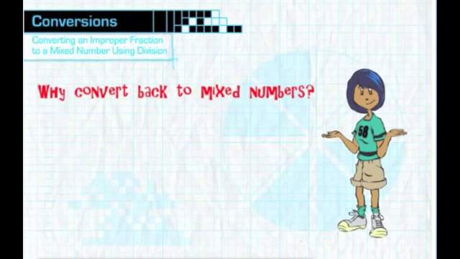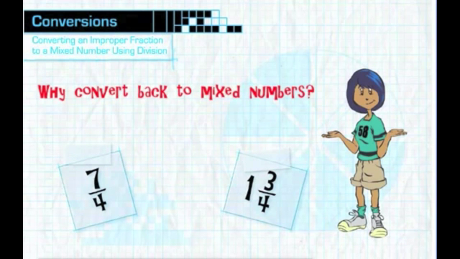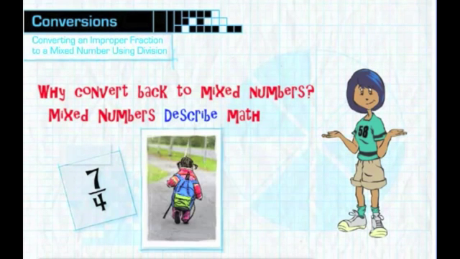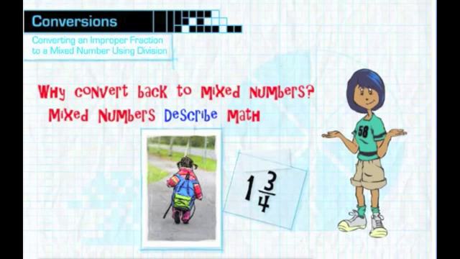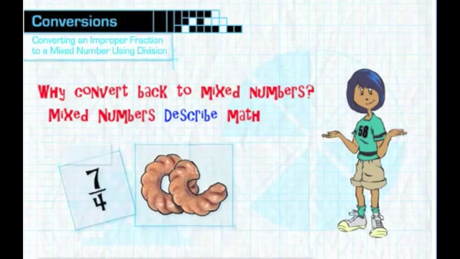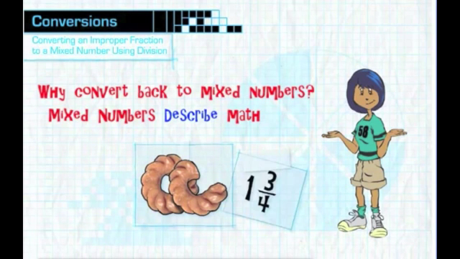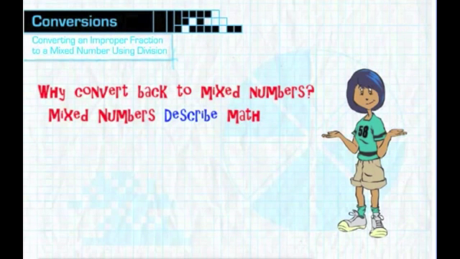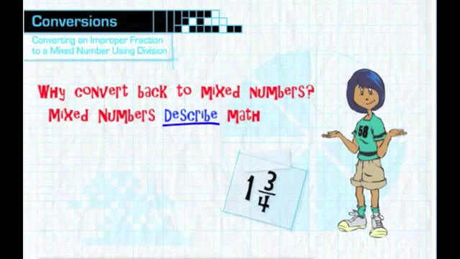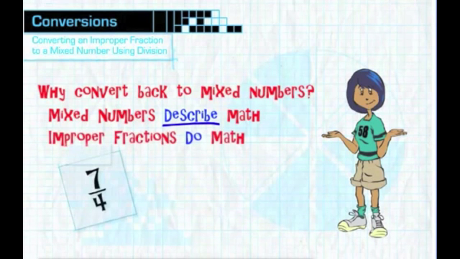Why bother to convert the improper fraction 7/4 into the mixed number 1 3/4? Mixed numbers, more times than not, do a better job of describing math. You wouldn't say, she walked 7/4 of a mile. You would say, she walked 1 3/4 miles. You wouldn't say, he ate 7/4 donuts. You would say, he ate 1 3/4 donuts before his baby sister grabbed the last piece. Well, that's what would happen in our house. So mixed numbers describe better than they do. Improper numbers, on the other hand, do better than they describe. We will get into that in a few minutes.